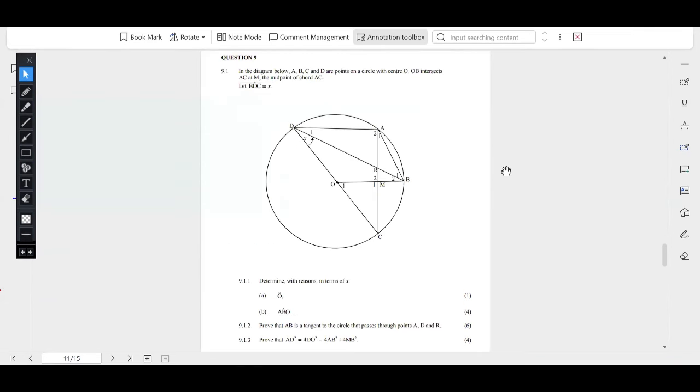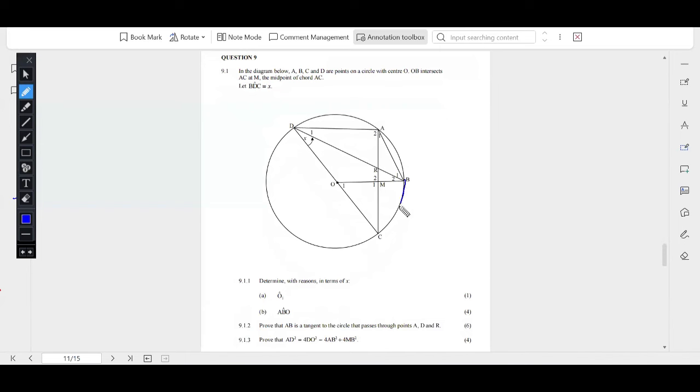Right, so we have question 9, and we are ready to swim with the sharks. It says 9.1: in the diagram below, A, B, C, and D are points on a circle with center O. OB intersects AC at M, the midpoint of chord AC. Let BDC be equal to X. Determine, with reason, in terms of X, the size of O1.